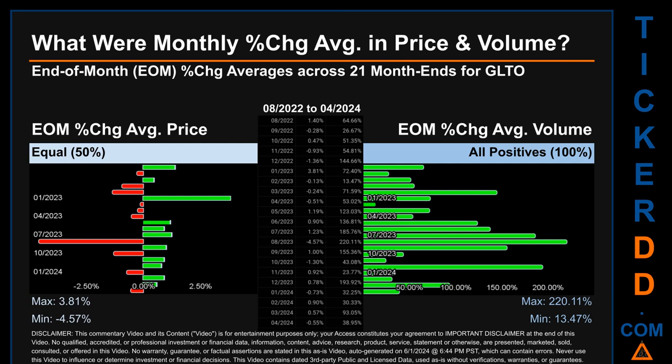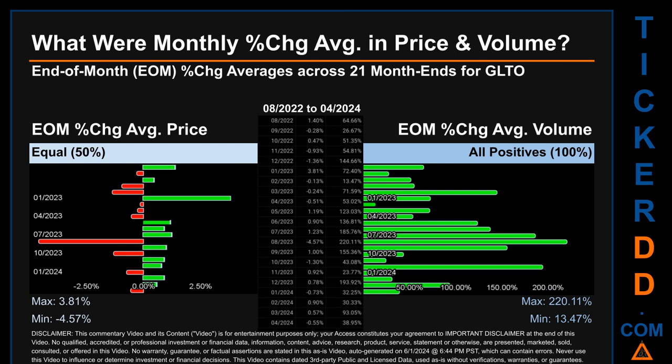What were end-of-month percentage change averages in price and volume for GLTO? The monthly average of percentage change in price and in volume were calculated for each of the 21 month ends. That calculation took daily percentage changes and averaged them for each given month. If a month end came out negative, then it means that the month summarily saw a negative change.